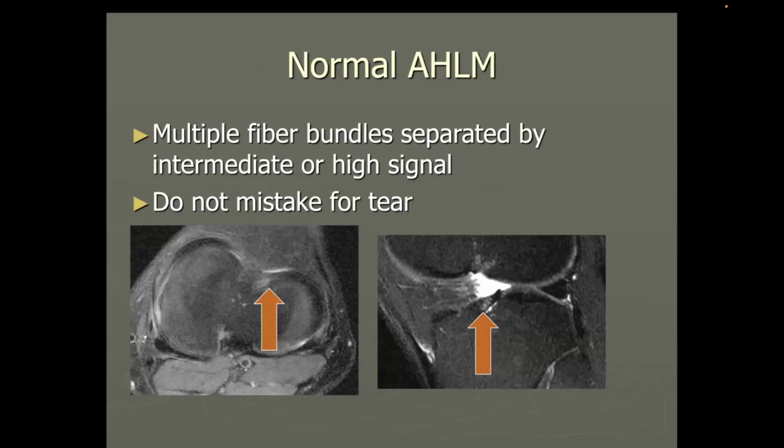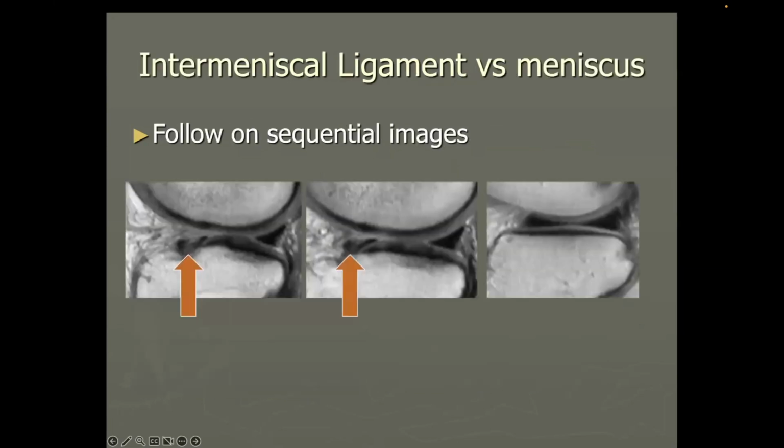So here's a normal anterior horn of the lateral meniscus. Multiple fiber bundles are separated by intermediate signal. Don't mistake this for a tear. Here you see the anterior horn attaching normally. Sometimes your radiology colleagues will say they've got an anterior horn lateral meniscus tear. And as you roll through, you'll see, I don't really think this is a tear. As I look here, this seems to be a normal attachment of the anterior horn of the lateral meniscus.